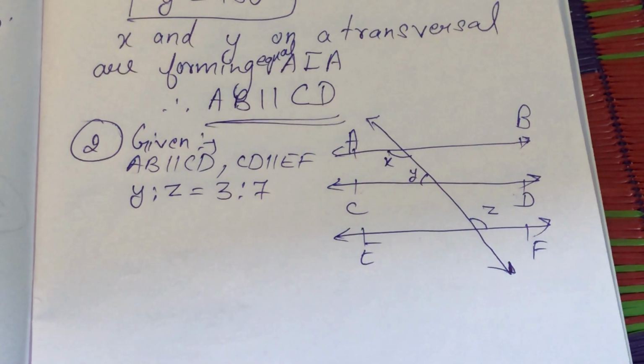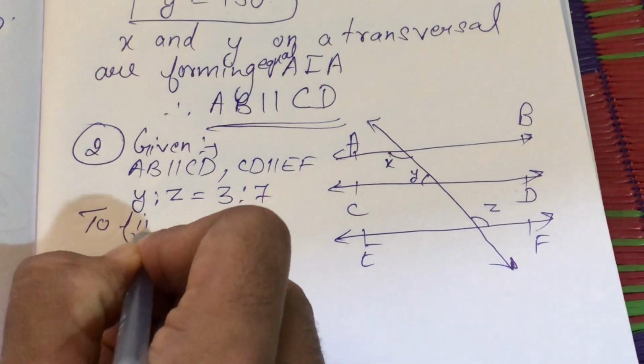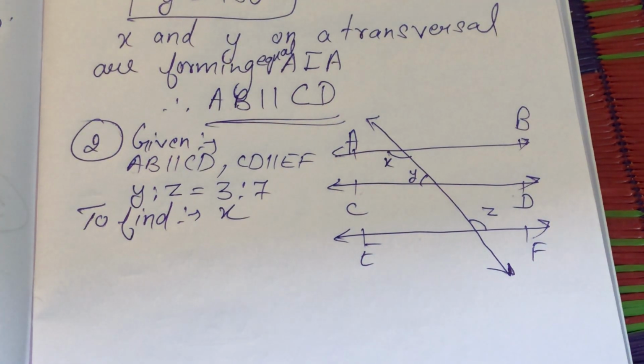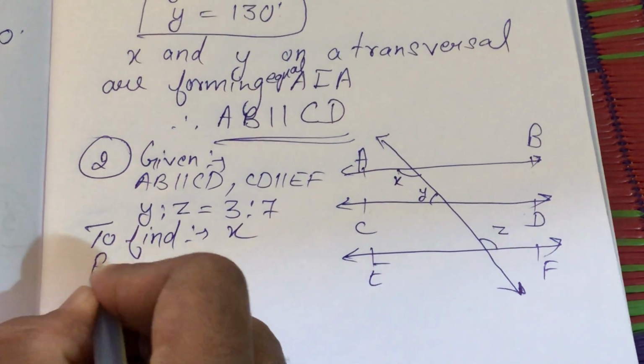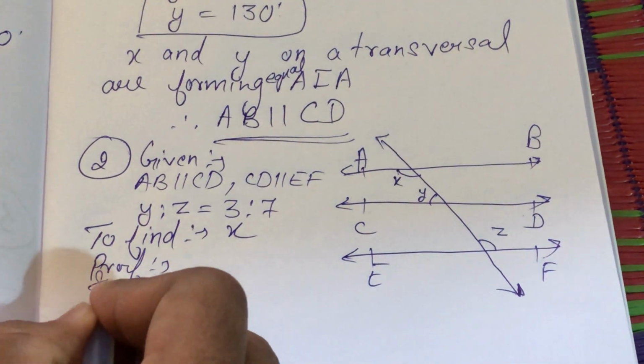Y is to Z is 3 is to 7. And we need to find, what we need to find? To find is X. We need to find X. Now let's go to the figure. Okay. Proof or solution. You can write here solution.